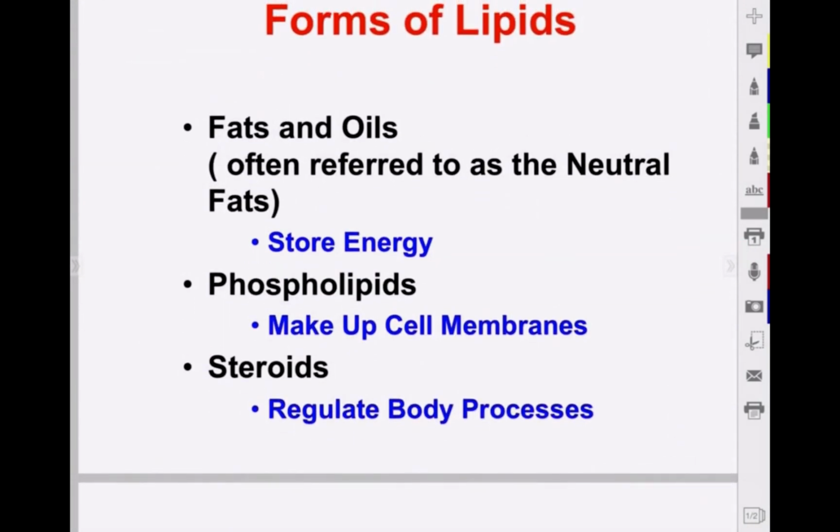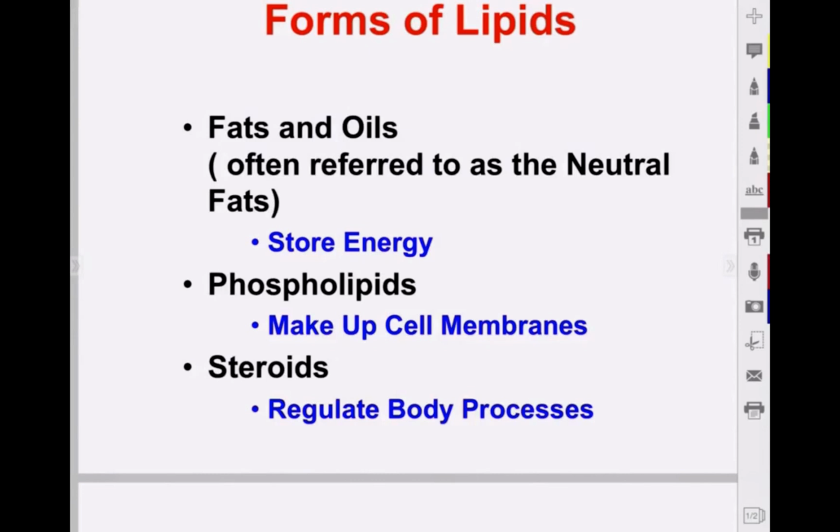So fat and oil are probably two of the most natural ones coming to mind. And sometimes you hear these things called the neutral fats. What do they really mean? Well, when you look at lipids, you think about oil, for example, it doesn't mix with water at all. It's neutral. It's a non-polar molecule. Doesn't have a positively charged end, doesn't have a negatively charged end.